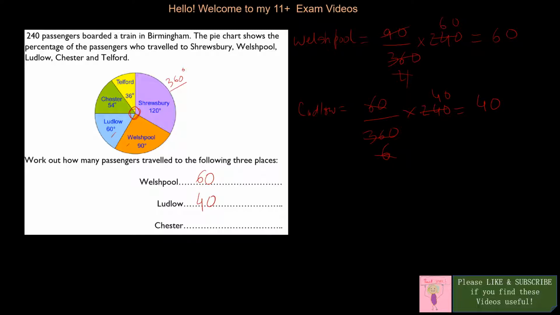And then I have Chester. Chester equals, where is Chester? Chester is 54. So it is 54 divided by 360. So my equals should sit in properly.